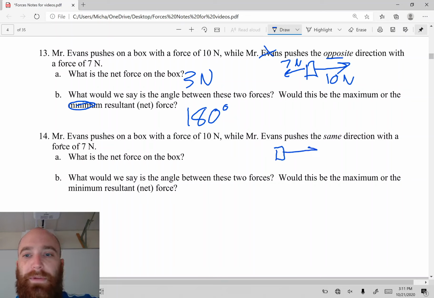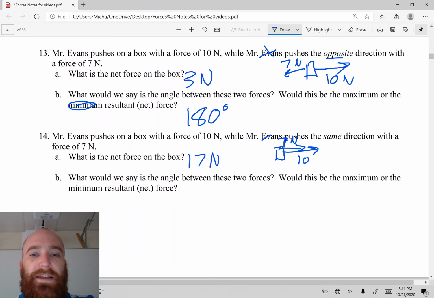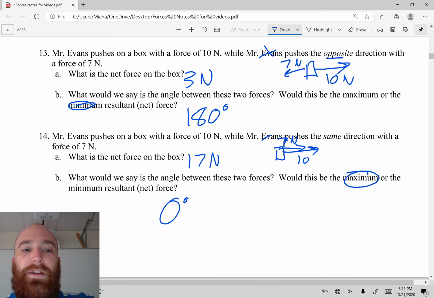Now, let's push one box with 10, and push in the same direction with 7 newtons. What would this net force be? Well, they're in the same direction. They'll add together. 17 newtons. What would we say the angle between these are? Anytime they're in the same direction, they're separated by an angle of 0. There is 0 difference in their direction. And this would be the maximum net force. Old ideas, but I like you guys seeing them pop up again.